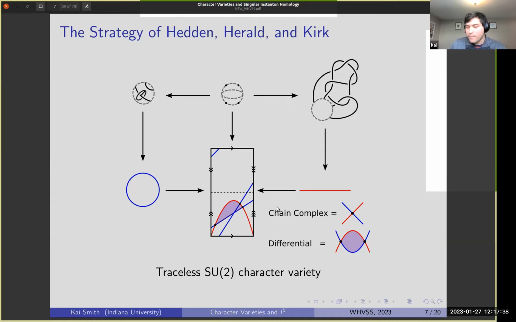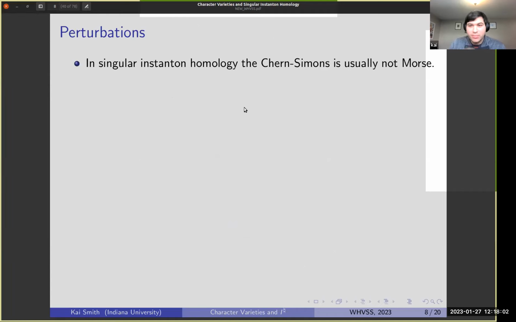And so part of what I want to talk about today is, to what extent does this strategy of just taking the Lagrangian Floer homology work or fail? In particular, to be an invariant, we would want to make sure that the homology doesn't depend on which decomposition you chose. And so we'll talk about that. First, I want to mention something that I glossed over before, which is perturbations, which is key to both the instanton definition and the character variety setting.